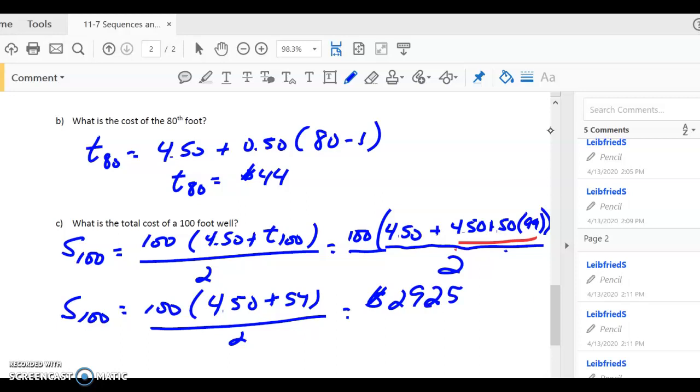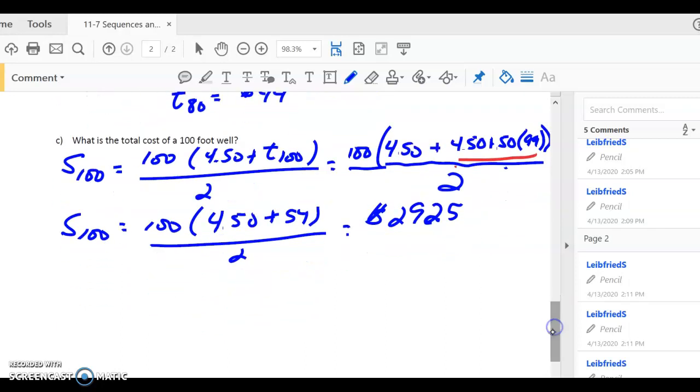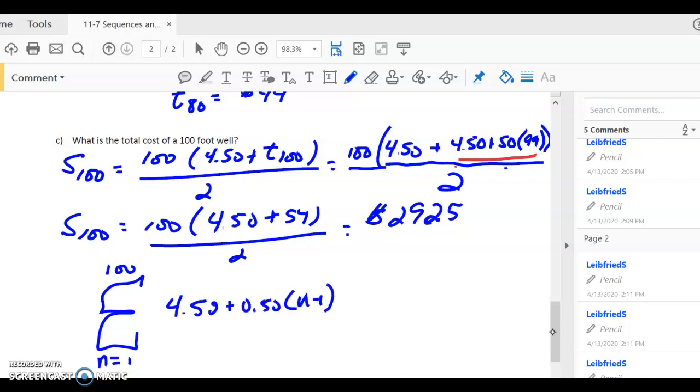2,925. The other thing you could have done is use sigma notation. You would have said, I want to add up all the terms from n equals 1 to 100 for the formula 4.50 plus 50 cents times n minus 1. That too would work for summarizing the summation for the 100-foot well. Good luck on your homework.